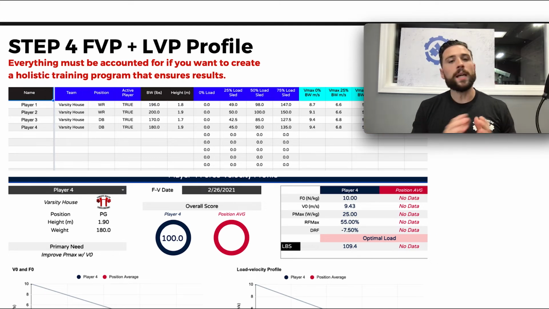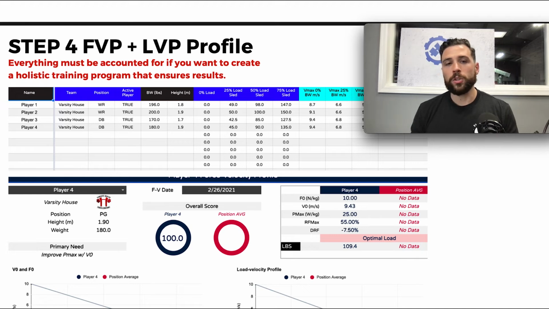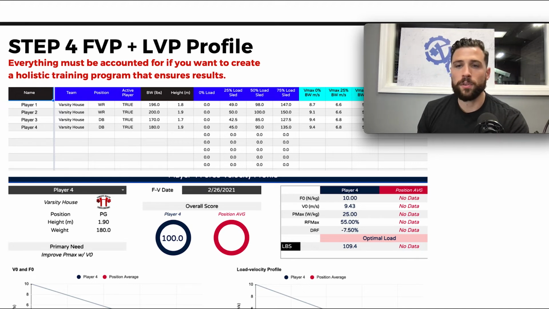It should be noted that we don't do this all the time. We probably do this 10-20% of the time, if that. We utilize this with our advanced athletes. So whether you're a high-level collegiate or a high-level pro, we only utilize a true force velocity profile or a load velocity profile then. But I think it's important to understand how to actually perform a load velocity profile, right?